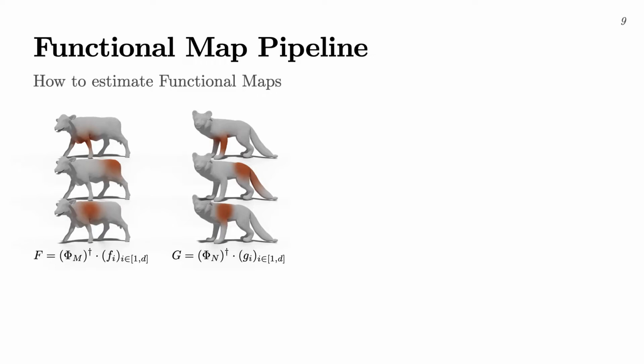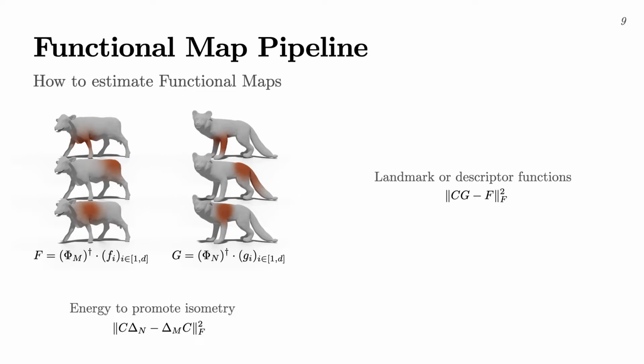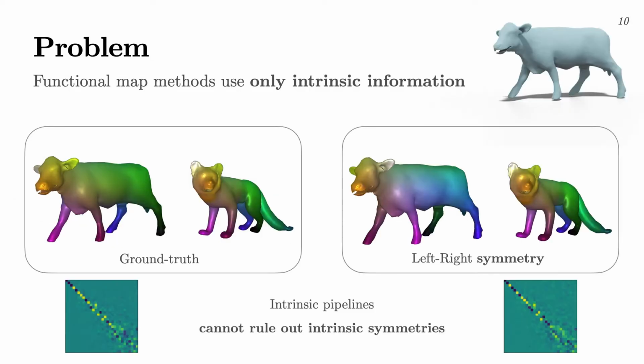One idea is to use landmark functions, also called descriptors, to guide the map, since these descriptors need to correspond via the map. Adding some constraints like isometry, we end up with a least squares problem. So that is the landmark functions, that is the energy to promote isometry, to end up with a near-isometric map, and boom, the resulting system is a least squares problem that is easy to solve, and we get the map. The thing is, there are still many map candidates.